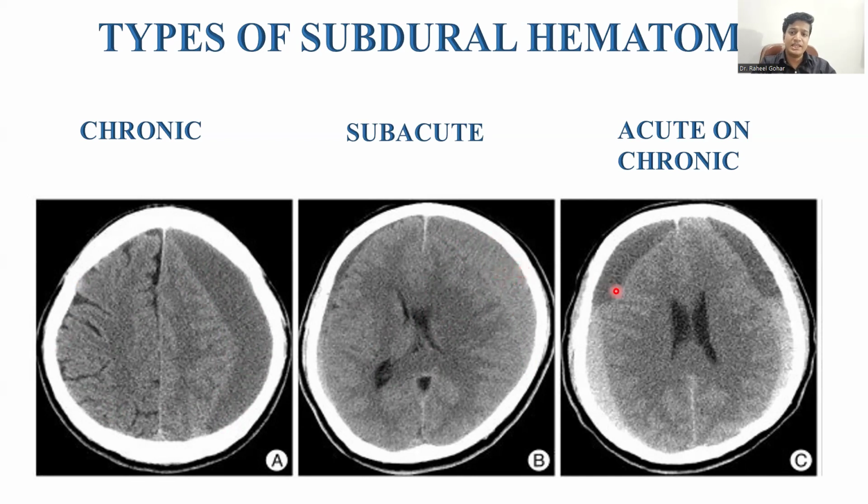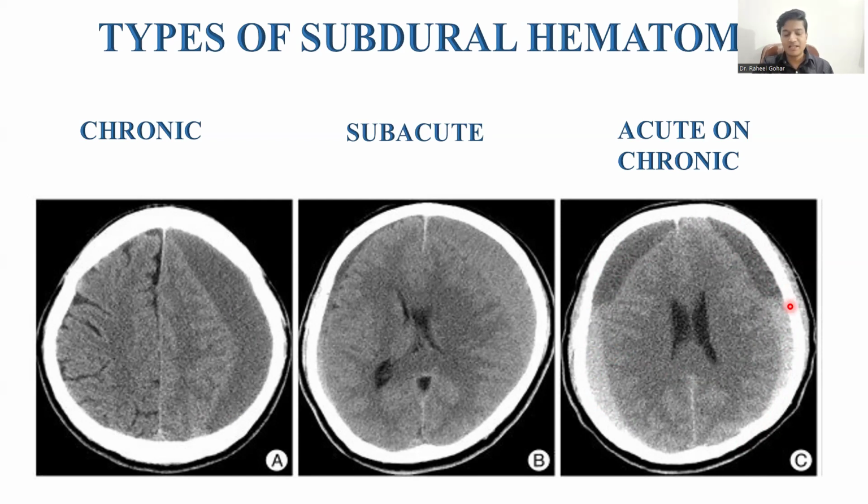Then finally, as you can see here, bilaterally there is a crescent shape. The posterior part is hyperdense, and the anterior part is hypodense. And again here you can see the posterior part is hyperdense and the anterior part is hypodense. So this is known as acute on chronic blood.